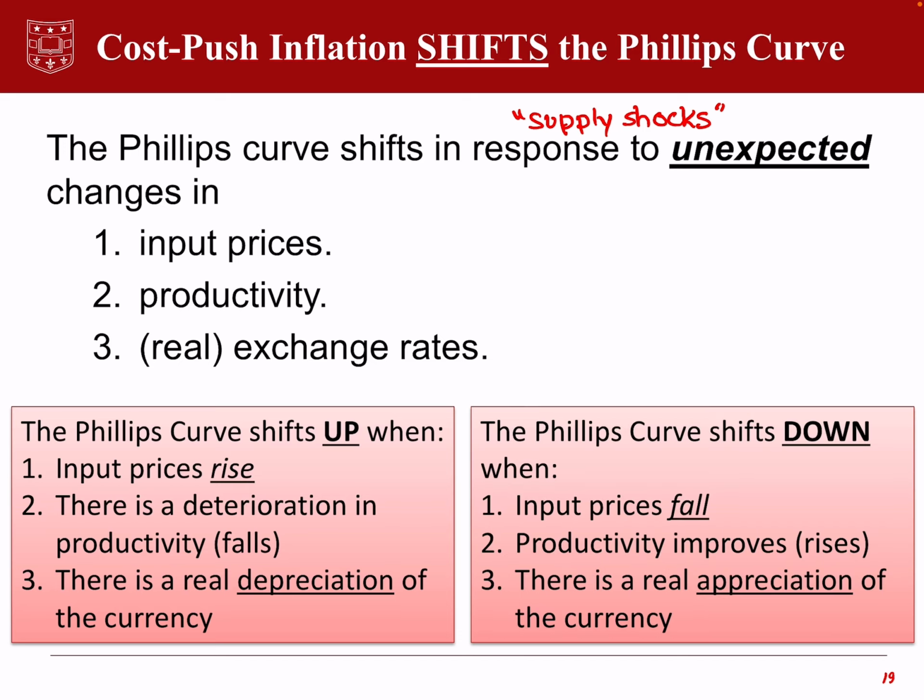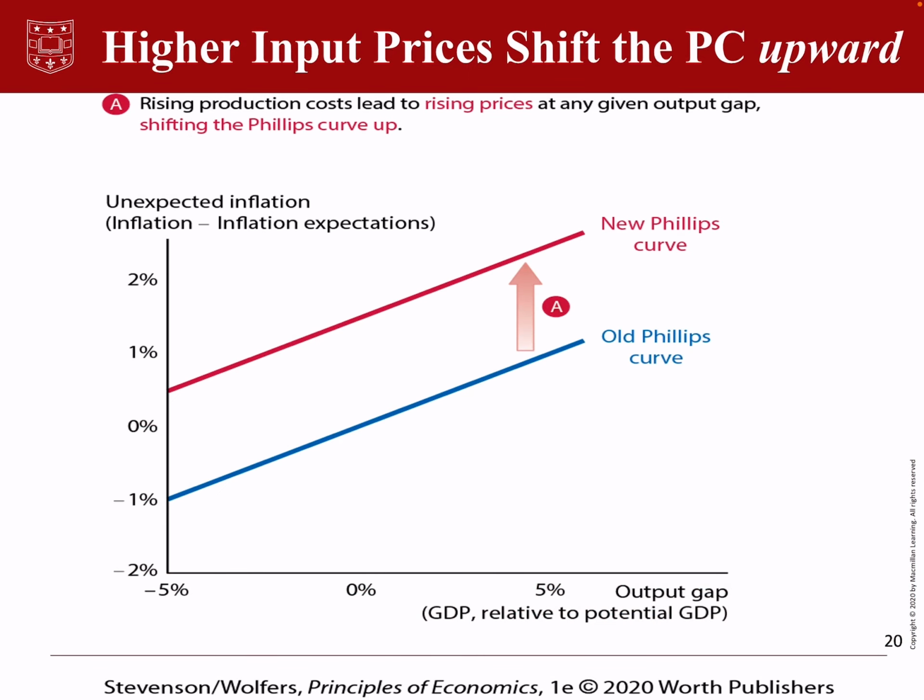And conversely, of course, the Phillips curve is going to shift downward when we have the opposite. Input prices fall, we have a productivity improvement, or there's a real appreciation of the currency. So in this particular case, we are going to be focusing on the Phillips curve shifting up or down, not a right-left thing. And we'll see that in the next slide right now.